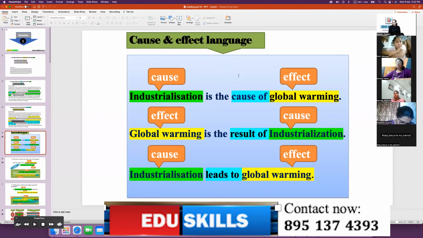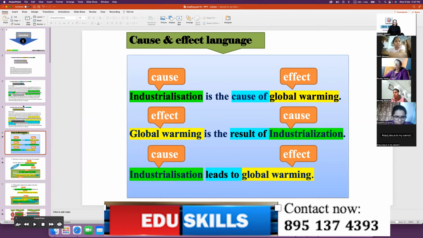Industrialization is the cause of global warming. Industrialization is the cause, global warming is the effect. That can be said in another way: global warming is the result of industrialization. So the effect has come first, the cause has gone next, and the phrase you used is result of, here cause of. Next one, the same order as in the first: industrialization leads to global warming. Cause, effect: leads to, cause of, result of, leads to.